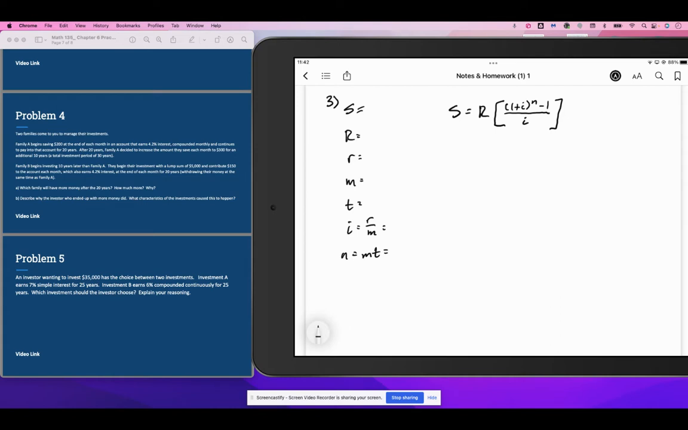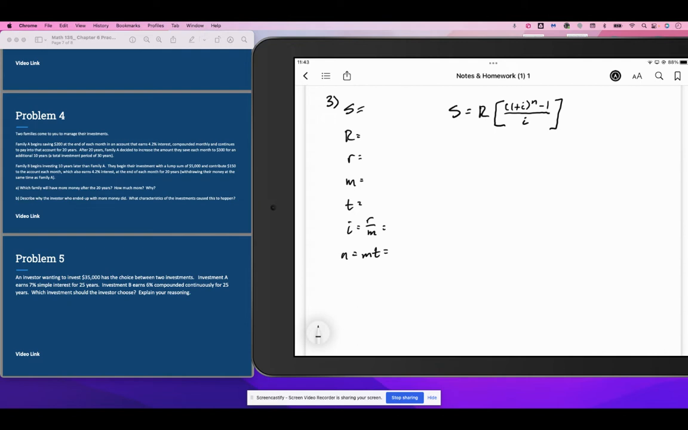Family B begins investing 10 years later than Family A. They begin their investment with a lump sum of $5,000 and contribute $150 to the account each month, which also earns 4.2% interest. At the end of each month for 20 years, withdrawing their money at the same time as Family A. Which family will have more money in 20 years, how much more, and why? And we need to describe why the investor ended up with more money.